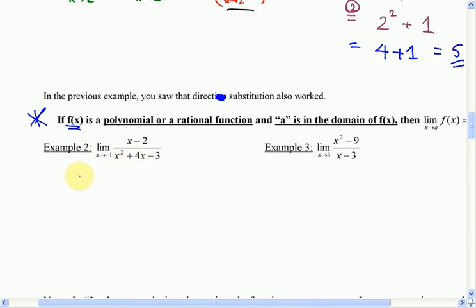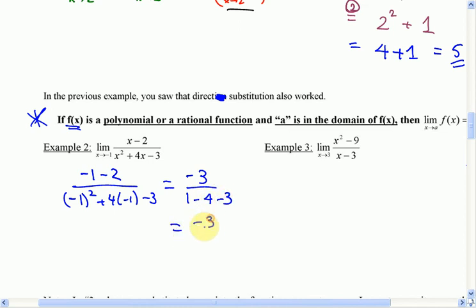So I'm going to plug this in. Okay, and I'm not going to show you all the steps. So negative 1 minus 2 over negative 1 squared plus 4 times negative 1 minus 3. The numerator becomes negative 3. The denominator becomes 1 minus 4 minus 3. 1 minus 4 is negative 3, negative 3 minus 3 is negative 6. That simplifies to a half.